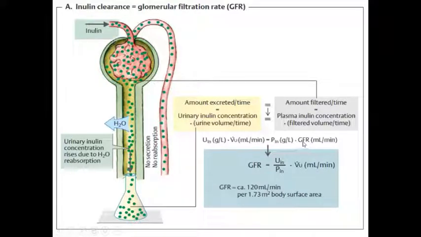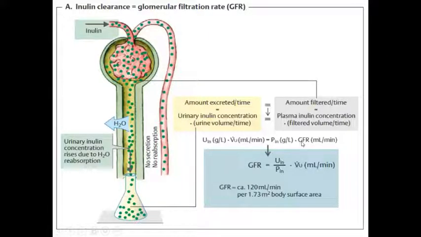How does it come in here? So you have filtered volume per time. I've told you that the amount of fluid being filtered per time is the definition of glomerular filtration rate. So this will be glomerular filtration rate, which is also given in mils per minute. So now, making the glomerular filtration rate the subject of the formula, we are deriving the formula now.